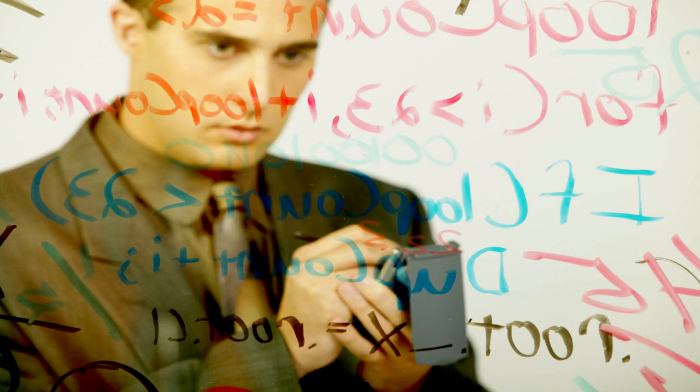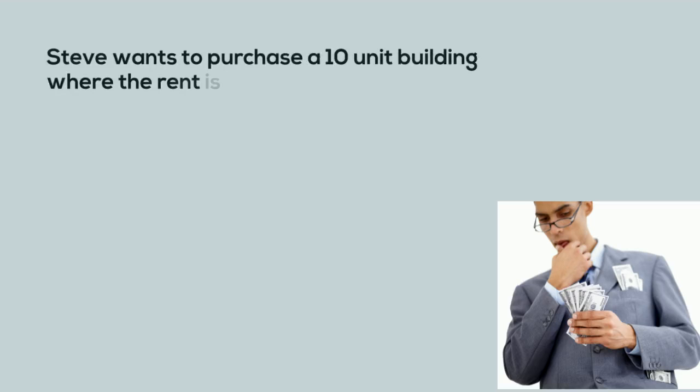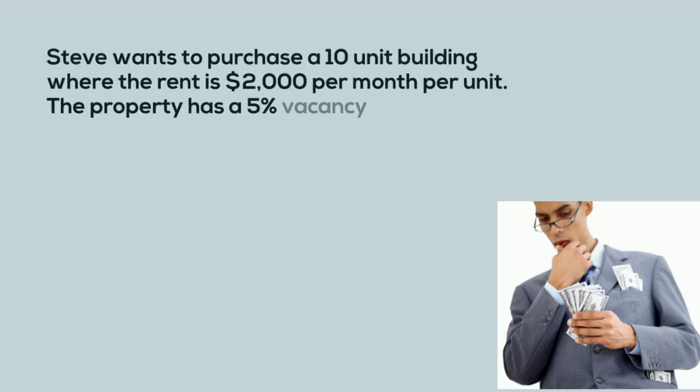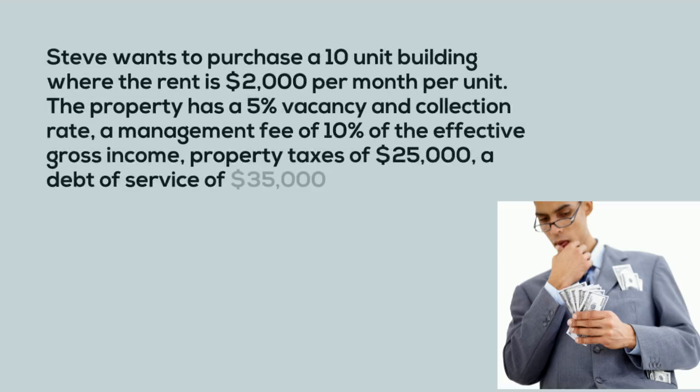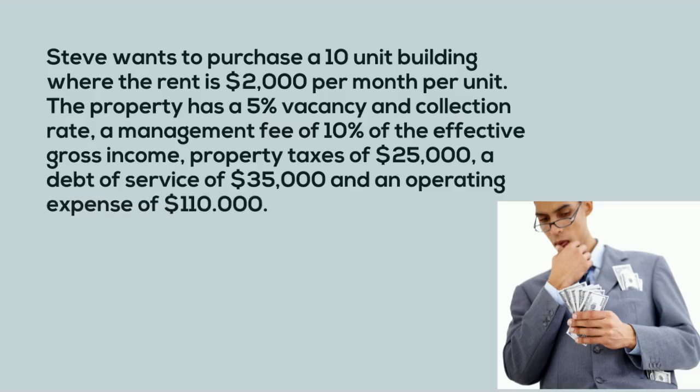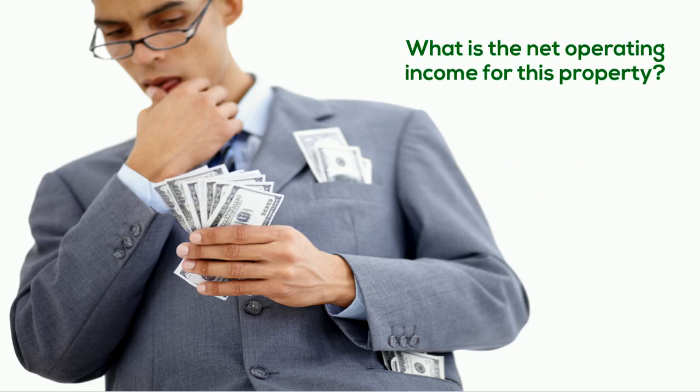Now let's try solving a problem. Steve wants to purchase a 10-unit building where the rent is $2,000 per month per unit. The property has a 5% vacancy and collection rate, a management fee of 10% of the effective gross income, property taxes of $25,000, a debt service of $35,000, and an operating expense of $110,000. What is the net operating income for this property?